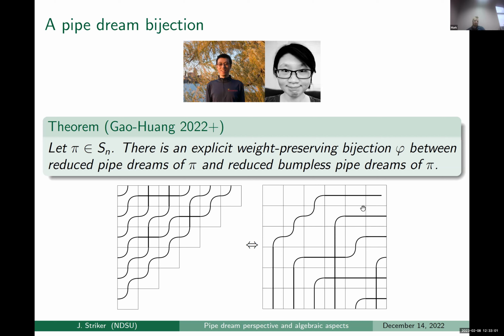Because as it turns out, bumpless pipe dreams are actually alternating sign matrices in disguise. So when she and Yibo figured out this bijection, I was like, well, surely this has something to do with the problem that I care about.